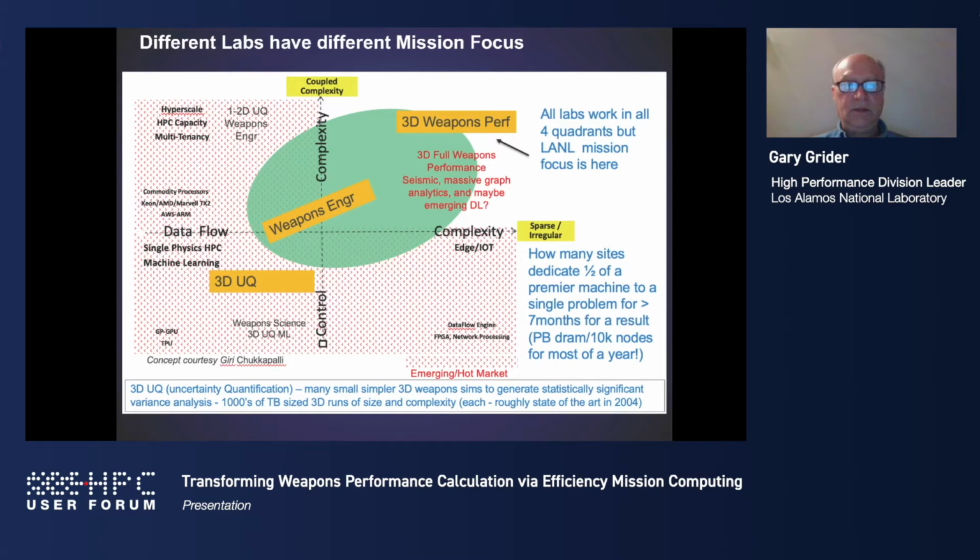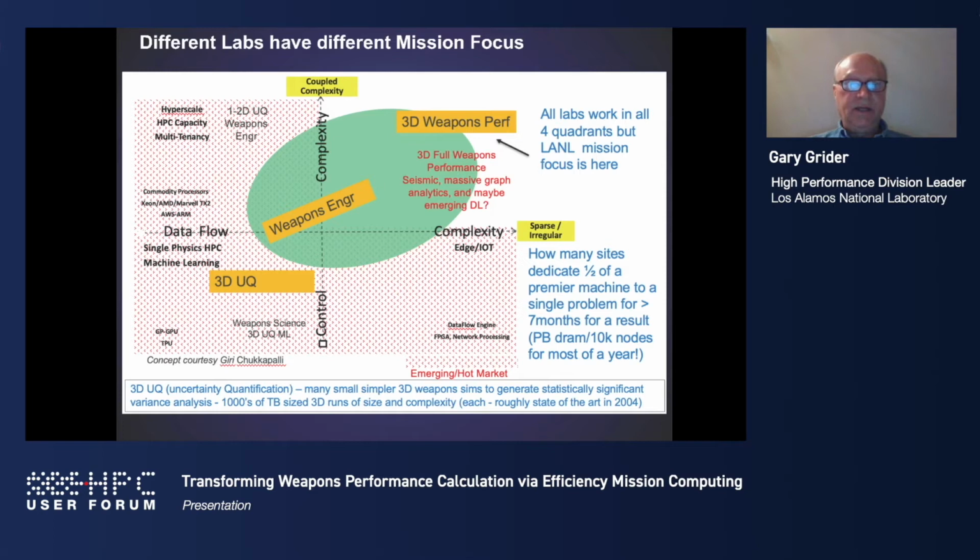So that's complex data flow, but not very complex control flow. And then you've got poor people that live at the upper right-hand corner that are complex in both dimensions, and that's where 3D weapons performance calculations live. And they live there because they're highly complex, multi-dimensional, multi-resolution, multi-physics, and very, very irregular. And so those are very hard problems for computers to work on.